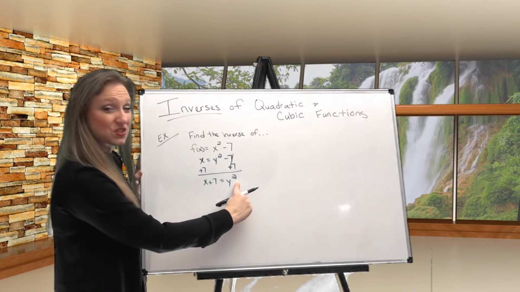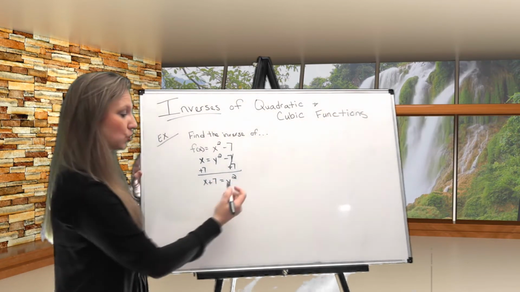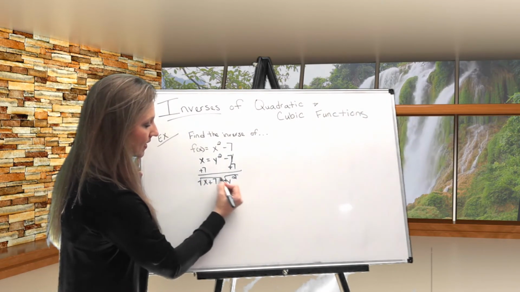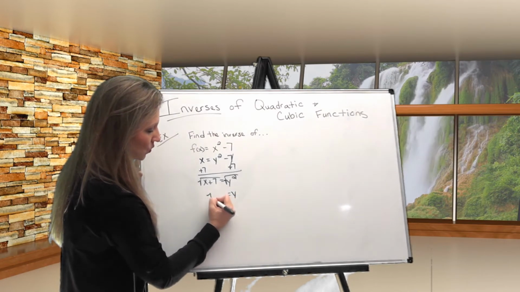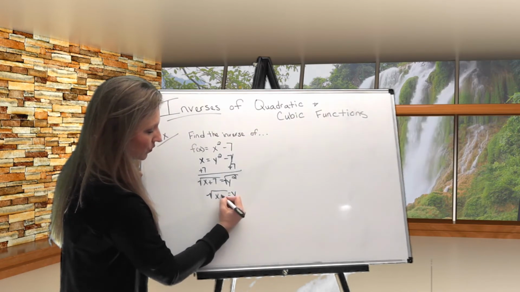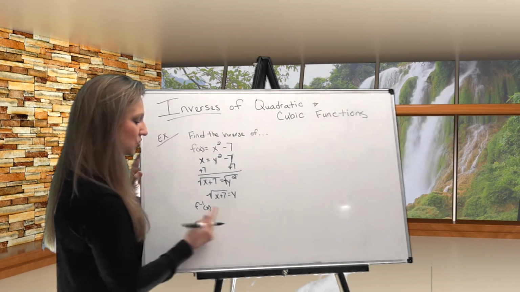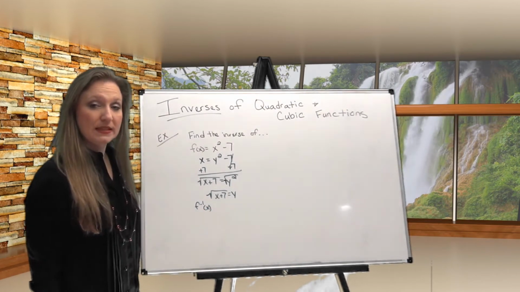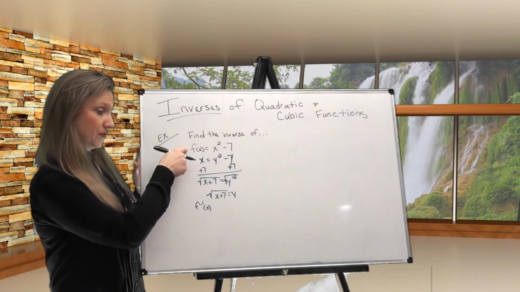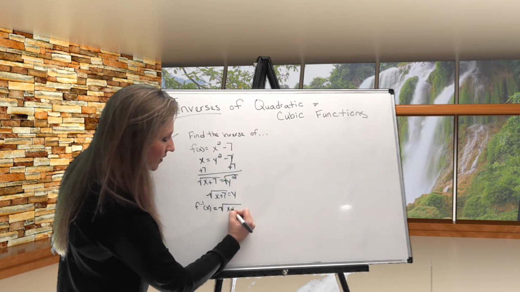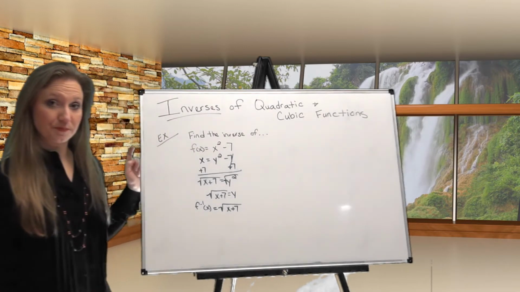And then to get rid of a square, to undo a square, you would take the square root. What I do to one side, I have to do to the other side of the equation. So the square root of x plus 7. The final step is to write it with that little negative 1. That means the inverse of the function is the square root of x plus 7.